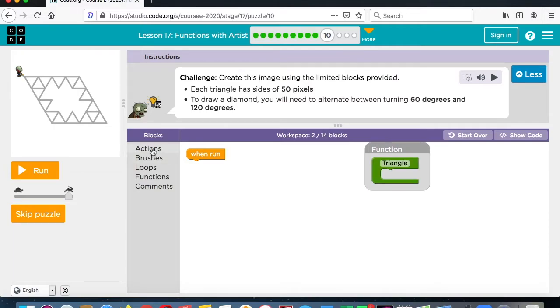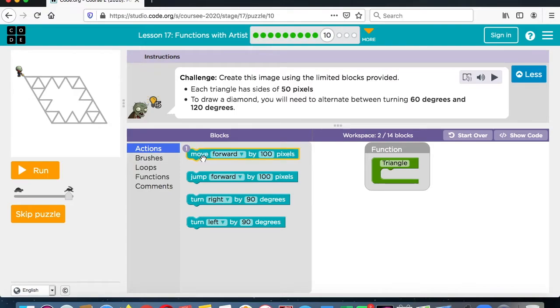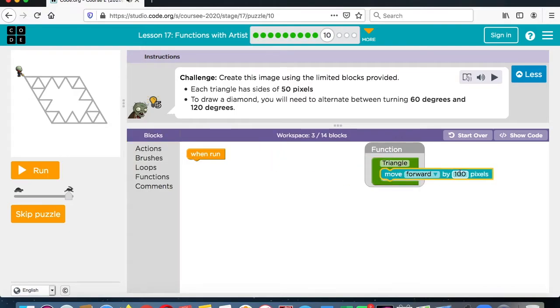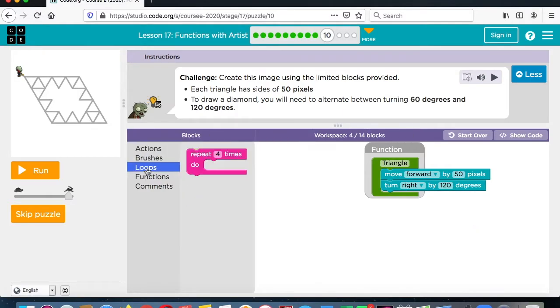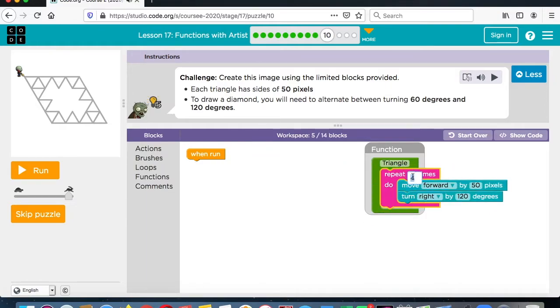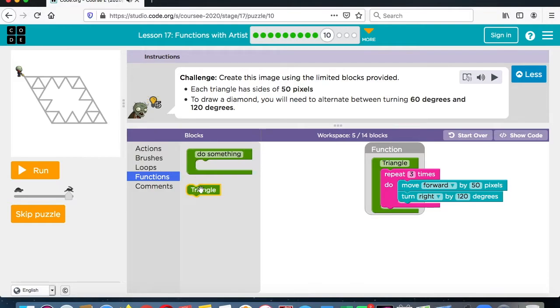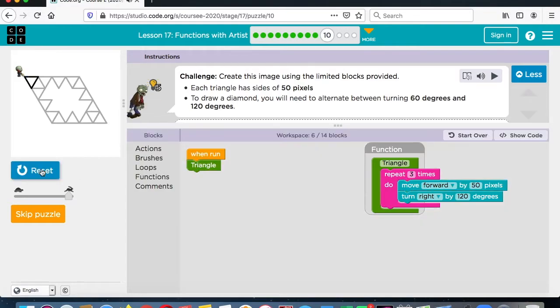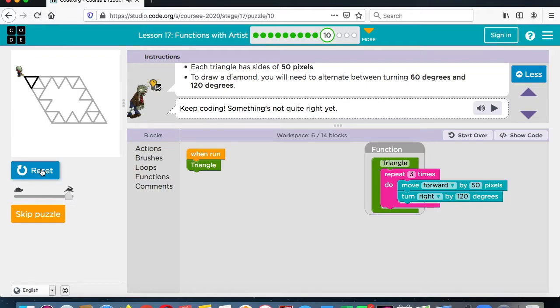How do you make a triangle? Well, a triangle is 3 sides. You move forward by 50, forward by 50, and then you turn right by 120, because it's a 120 degree turn, and you repeat loop that 3 times. Okay, so let's just see what happens when I run the function triangle. Okay, we got that done. Now we're going to do the same thing that we did in that other one. We're going to make a line of triangles.